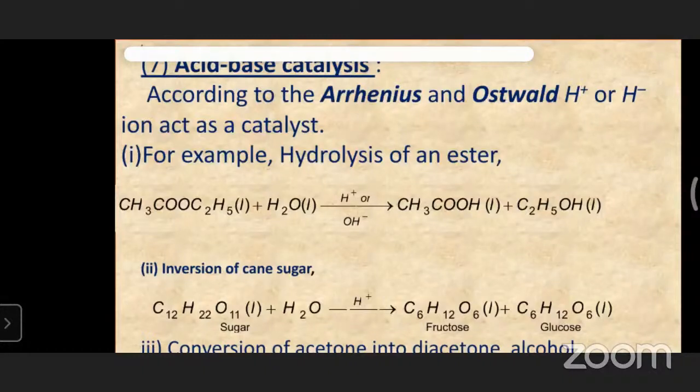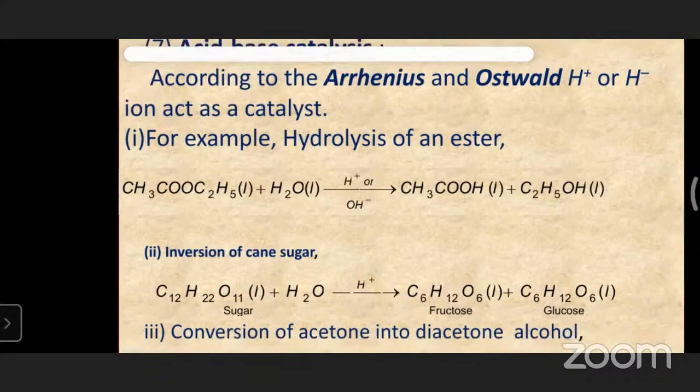Take the hydrolysis of ester, which is a reversible process. When alcohol and acid are heated in the presence of an acid at 170 degrees centigrade, esters are formed with water as a byproduct, and it is a reversible reaction. When esters undergo hydrolysis, we again get acetic acid and alcohol. This happens in the presence of an acid or a base. When an acid or base acts as a catalyst, that type of catalysis is called acid-base catalysis.